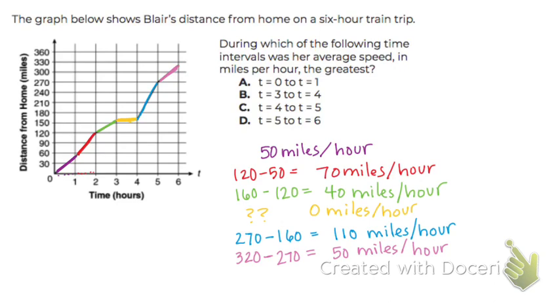So doing this is one way you can solve this problem, and you can very clearly see where we had the highest rate. It's right here, the blue line, so it's between time 4 and 5.